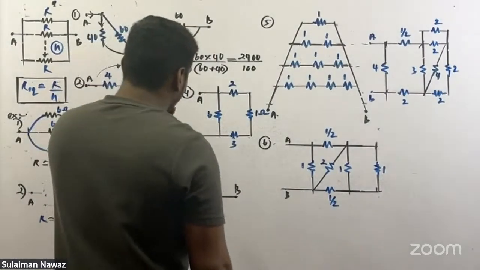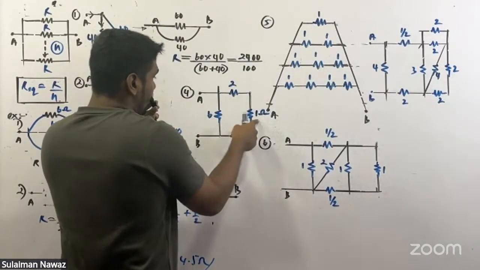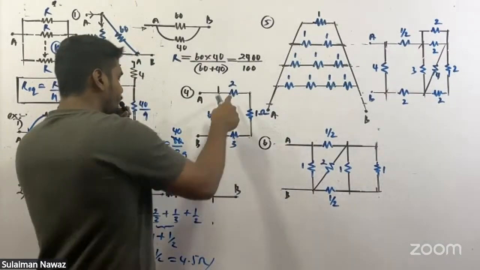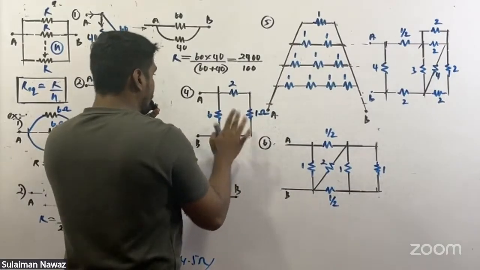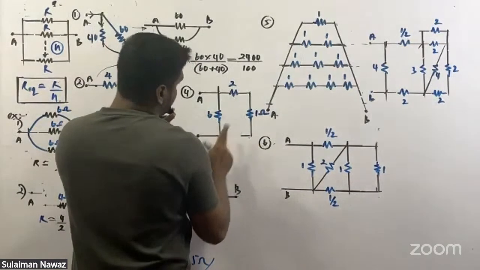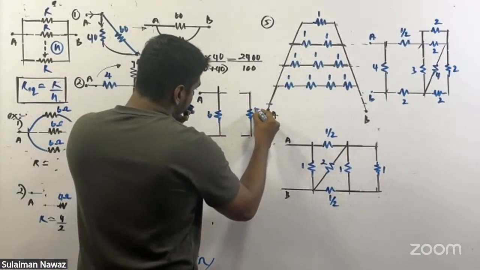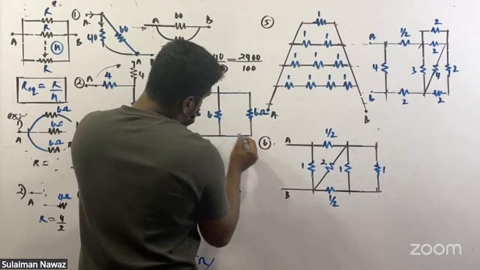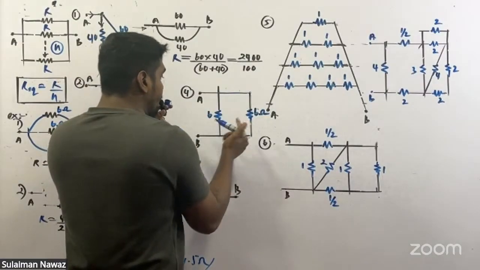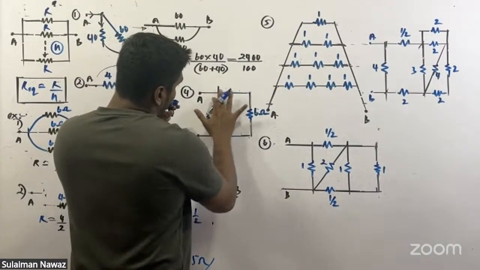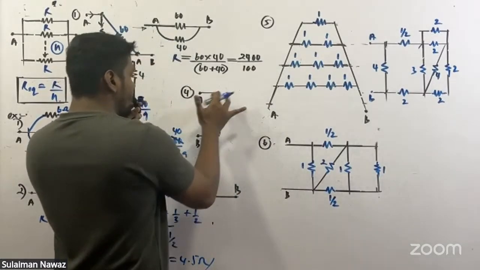The fourth one is also simple. You see, these 3 are in series. 2 plus 1 plus 3. Equivalent of these 3 going to be 2 plus 1 plus 3, 6 ohms. And then these two going to be parallel. 6, 6. Equivalent of these two going to be 3 ohms. Then the equivalent resistance between A and B going to be 3 ohms.